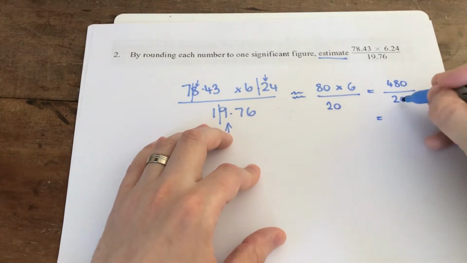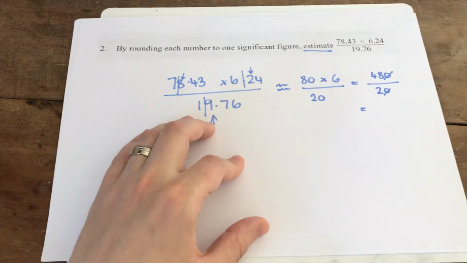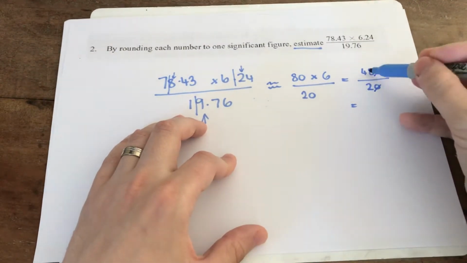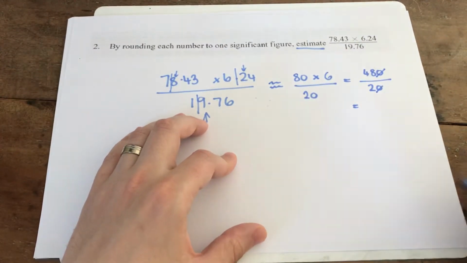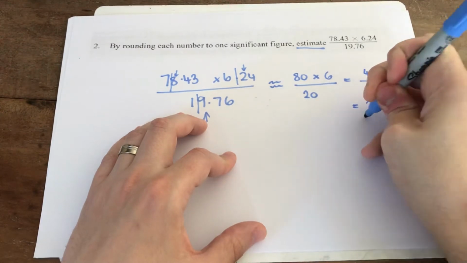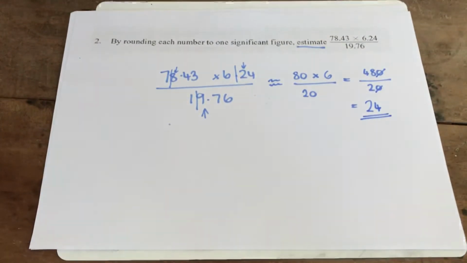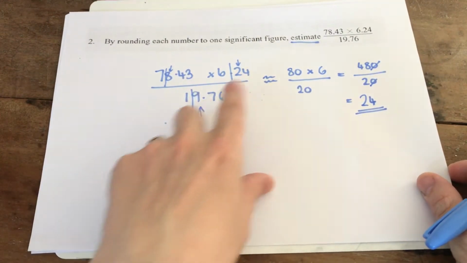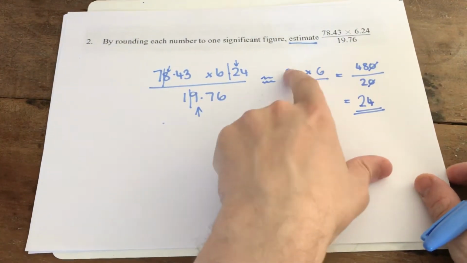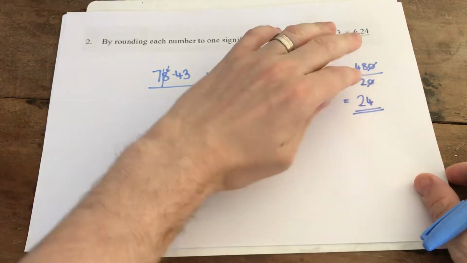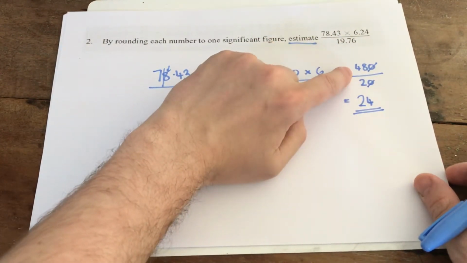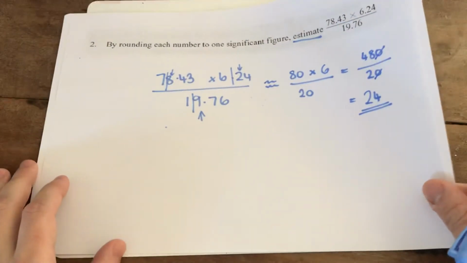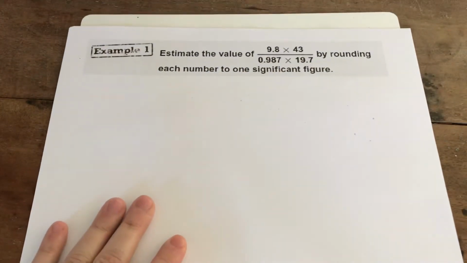Now, if there's a 0 on the top and the bottom, we can cancel that out. So that's the same as saying 48 divided by 2, which equals 24. And that's how we would estimate this calculation. So you round each of your numbers to one significant figure, you work out the top line, the bottom line, and then you do the division because the fraction sign is a divide sign.